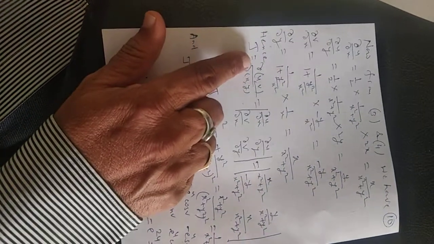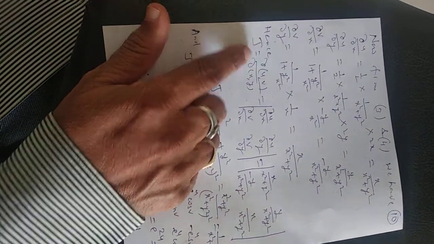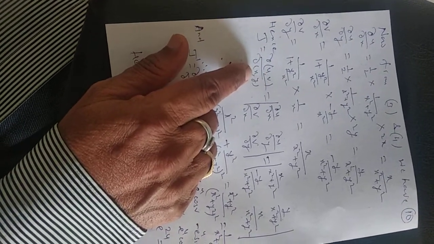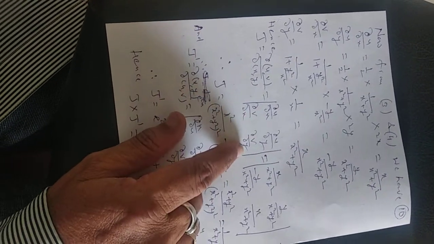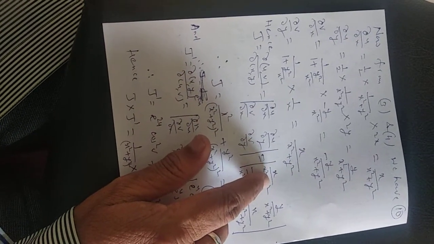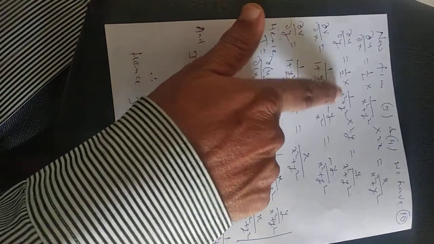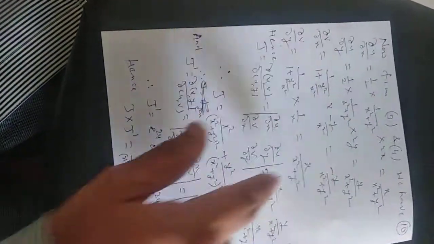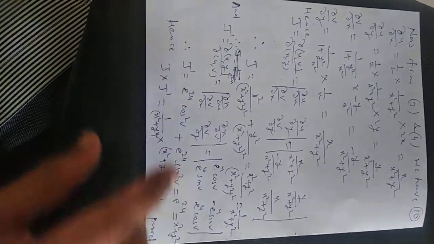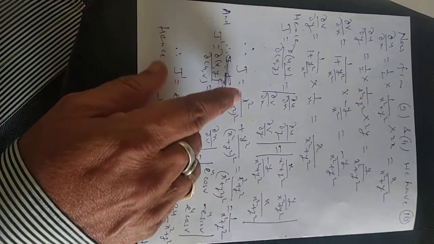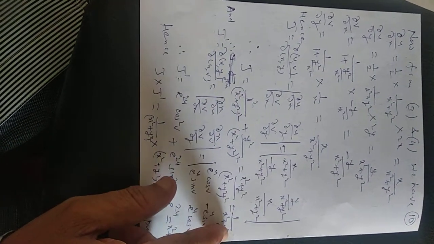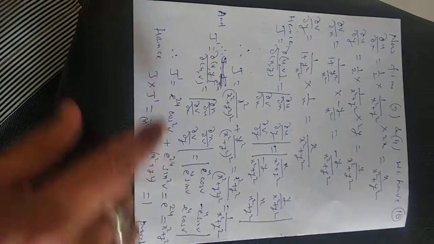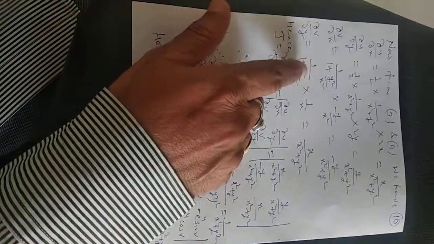So now, if we assume J as the Jacobian of u, v with respect to x, y, then J is the determinant of ∂u/∂x, ∂u/∂y, ∂v/∂x, ∂v/∂y. Put the values of ∂u/∂x, ∂u/∂y, ∂v/∂x, ∂v/∂y, expand this determinant, and see that the value of J is 1 upon x square plus y square. Then J dash is automatically the reverse Jacobian of x, y with respect to u, v.